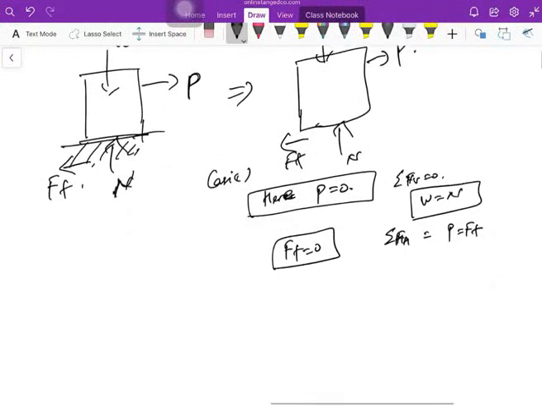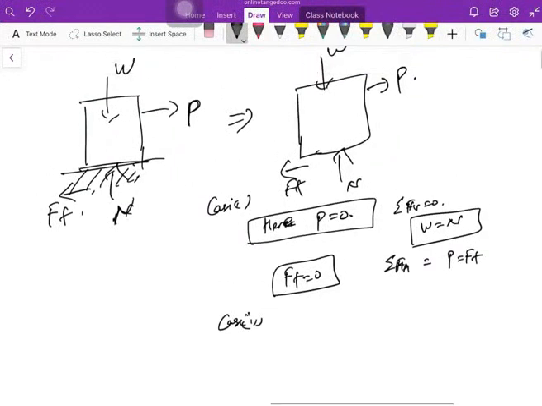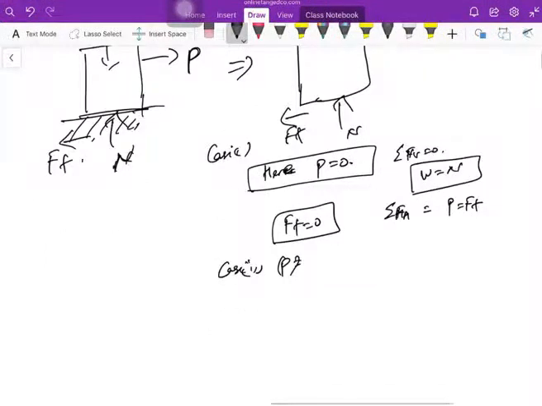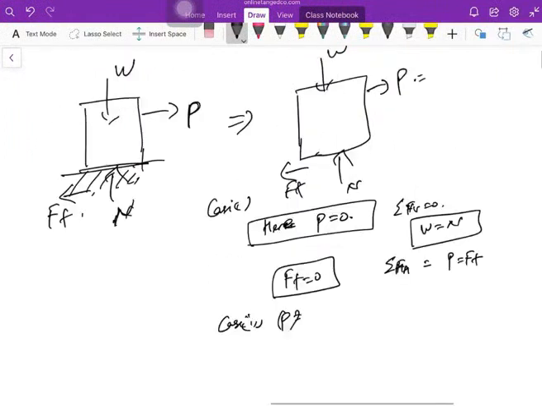Now case 2. In case 2, I'm applying some load. Take the load as P, an arbitrary load P. Now this load is not moving the block. This load is not enough to move the block.